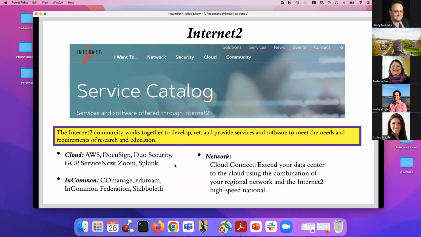Internet2 has many services. I'm just going to name three of them. There are many more, and you can check the service catalog if you need any of those services. The cloud, AWS, DocuSign, well, thanks to COVID, we are all aware, we know what it is. InCommon with COmanage, which is really good. With COmanage, you manage your users, groups, and access to resources. Then networking. My first interaction with Internet2 was through networking.